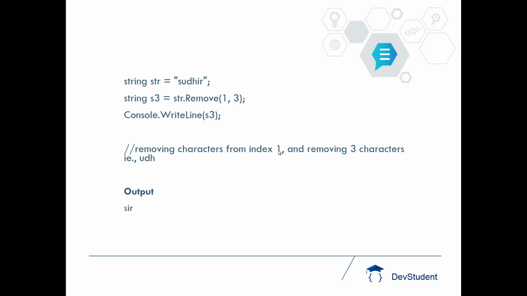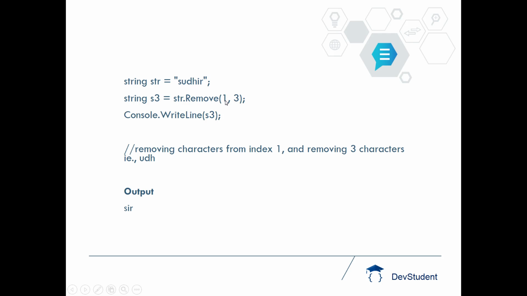Here we have an example. I have a string str containing the text Sudhir, which has 6 characters. In that, S index is 0, U is 1, D is 2 and so on. I want another string S3, in which I want to place the remaining part of str after removing some part. I can write the code here: str dot remove of 1, 3.